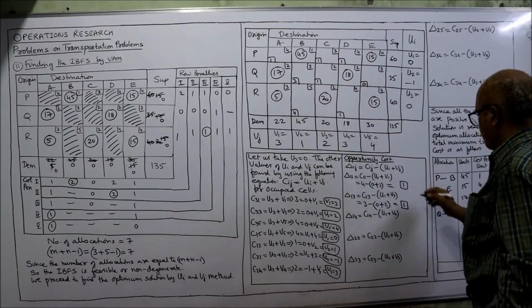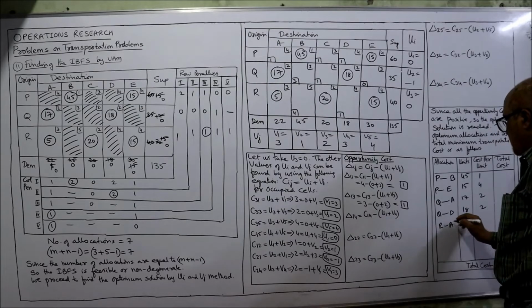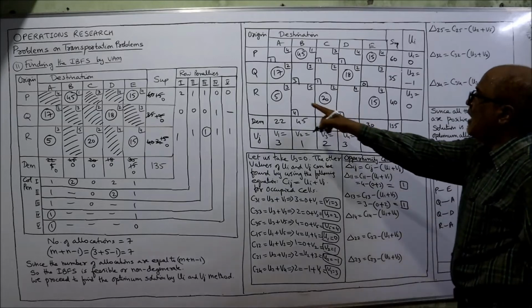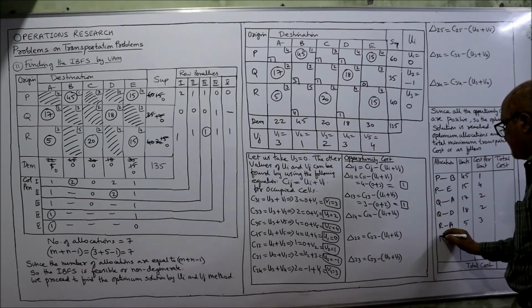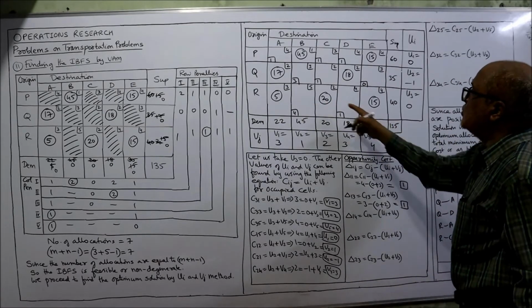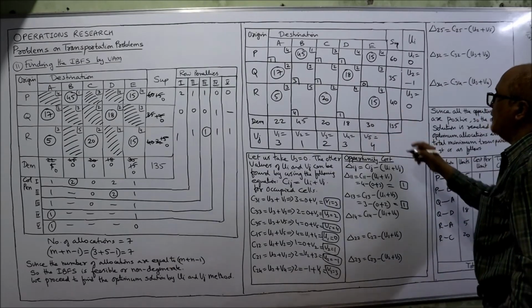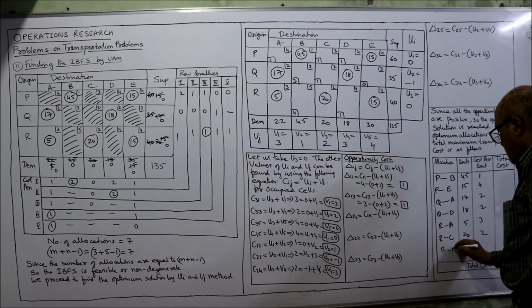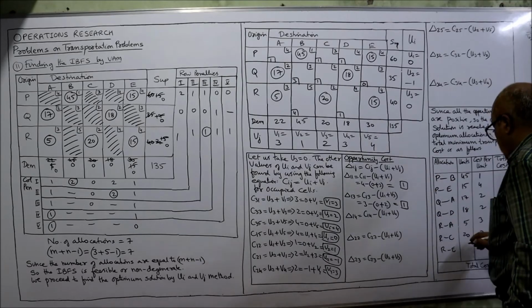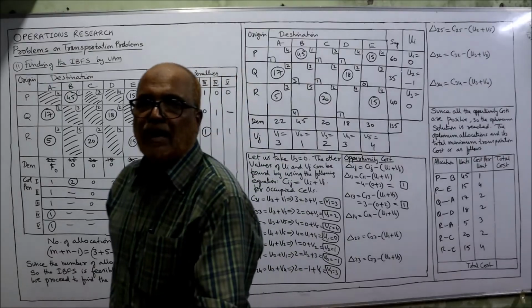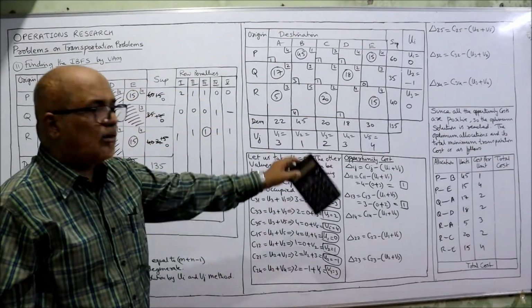Then R to A, 5 units, 3 rupees. Then R to C, 20 units, 2 rupees. Then R to E, 15 units, 4 rupees. That's all. We have made the allocations.